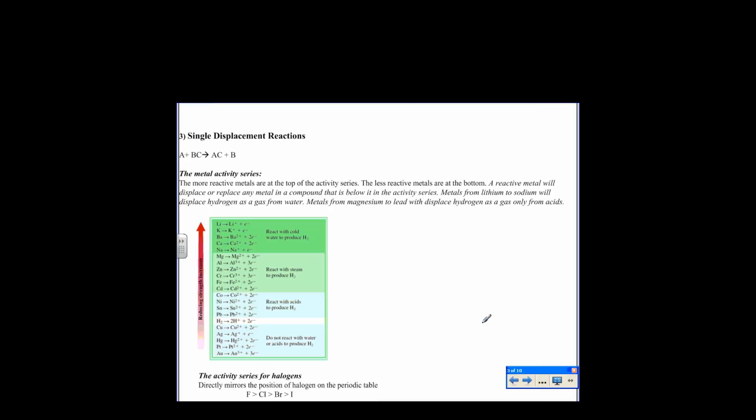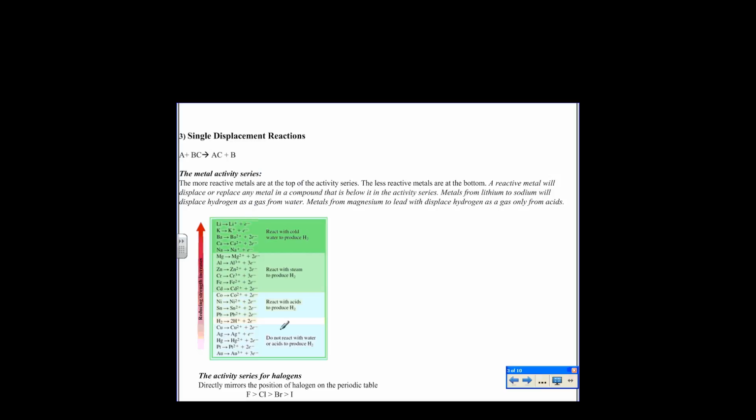Single displacement reactions are examples of what are called redox reactions, where we involve an electron transfer. There's a whole section dedicated to redox reactions that we're going to study later, but we can manage at this time some of the basic redox reactions, which are single displacement reactions. As you know, the general format for this kind of reaction is A plus BC going to AC plus B. So we can either have a metal displacing another metal, or we can have a non-metal displacing another non-metal.